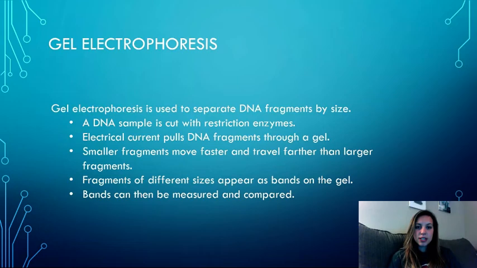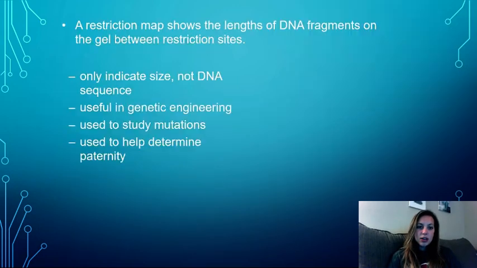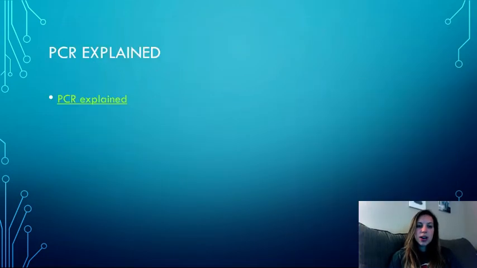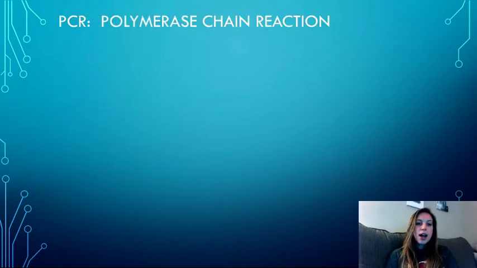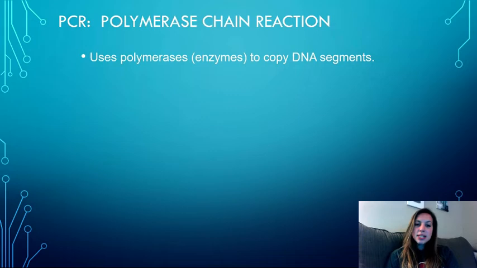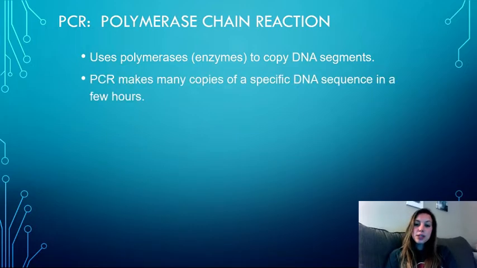I'm going to skip through all of the stuff that we did yesterday really quick, and we are going to start with PCR. There's this really good 3-minute video, so if you're still confused after this, you can watch that. It might help you understand a little bit better. But PCR is polymerase chain reaction. This is going to use polymerases to copy DNA segments, and we know polymerase is an enzyme because it ends in our suffix -ase. PCR makes many copies of a specific DNA sequence in just a few hours.